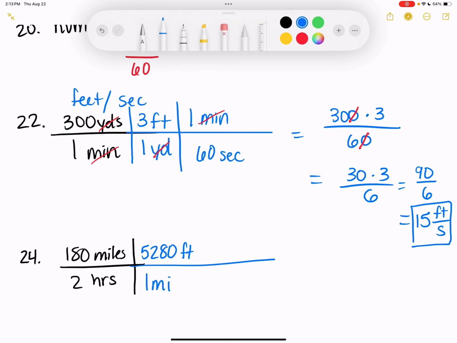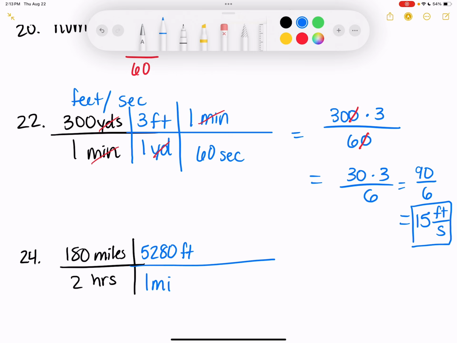So if you go back and look at this one, I started with 300 yards in 1 minute, and then I asked you how many feet were in a yard, so I wrote that down. But I needed to make sure that yards disappeared, so I had to put the yards on the bottom so that I could cross them out. When I had minutes on the bottom and I was trying to get to seconds, I had to put minutes on the top so that seconds would end up on the bottom, and then minutes would cancel so that it goes away. So if your top and bottom units don't cancel, then you have it flipped and you need to reverse them.